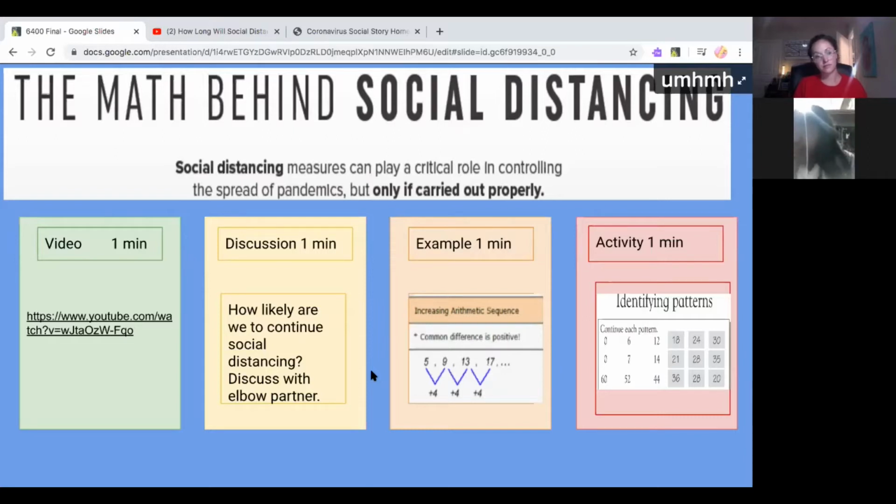So let's look at our example. We have the numbers 5, 9, 13, and 17. The question that we ask ourselves is what is the common difference between these numbers.